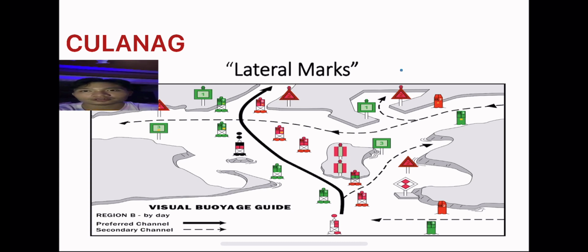So what is the use of lateral marks, or what is the purpose of these lateral marks? The lateral mark serves to indicate which side of the waterway is to be followed. The port mark should be kept to the vessel's left side, while the starboard mark is kept to the right side.